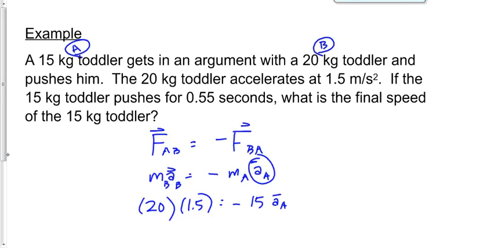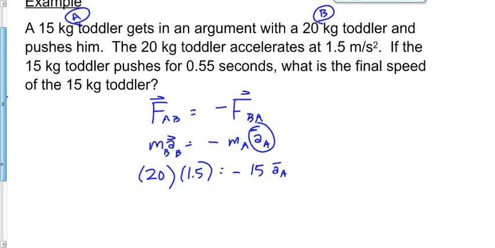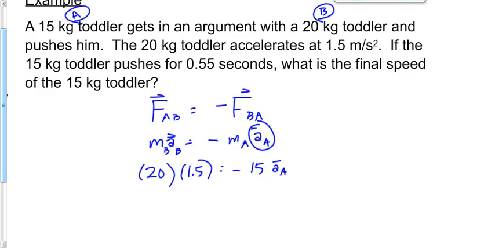20 times 1.5 is 30. 30 divided by 15 is 2. So the acceleration of object A is negative 2.0 meters per second squared. That's not a big surprise, right? Object A is lighter than object B, so object A should have a bigger acceleration than object B. And it does. But the only problem is it's not my answer, because I'm looking for the final speed.